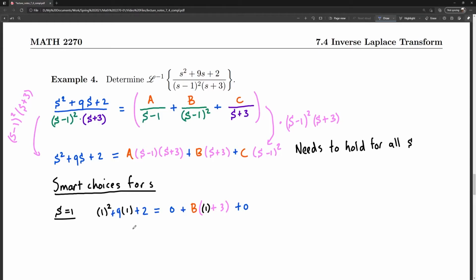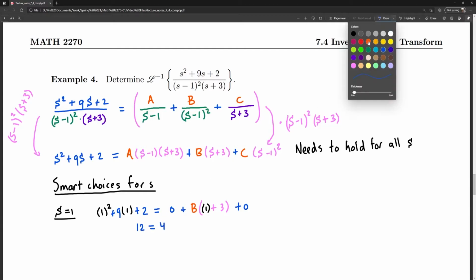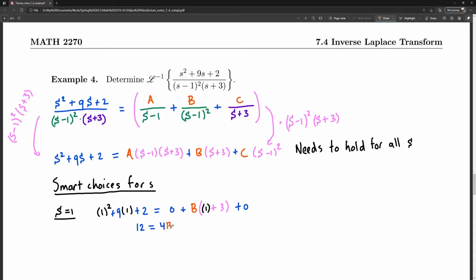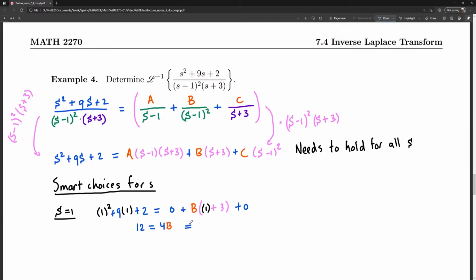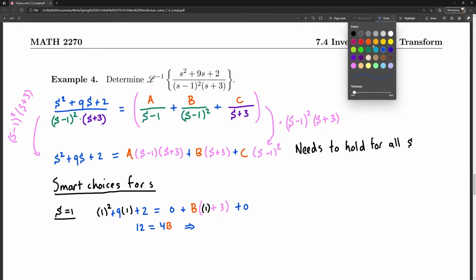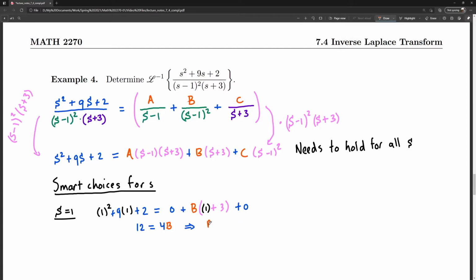Evaluating this gives me 12 equals 4B. And so my final answer for B is, divide both sides by 4, and I get B equals 3. So we have 1 out of 3 coefficients.